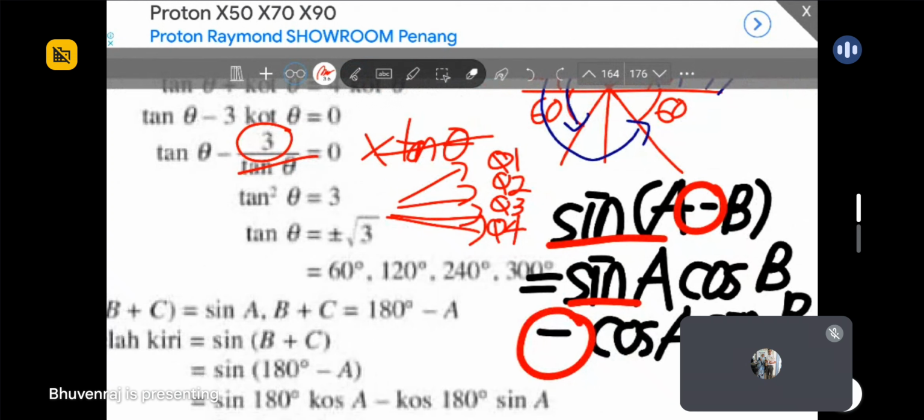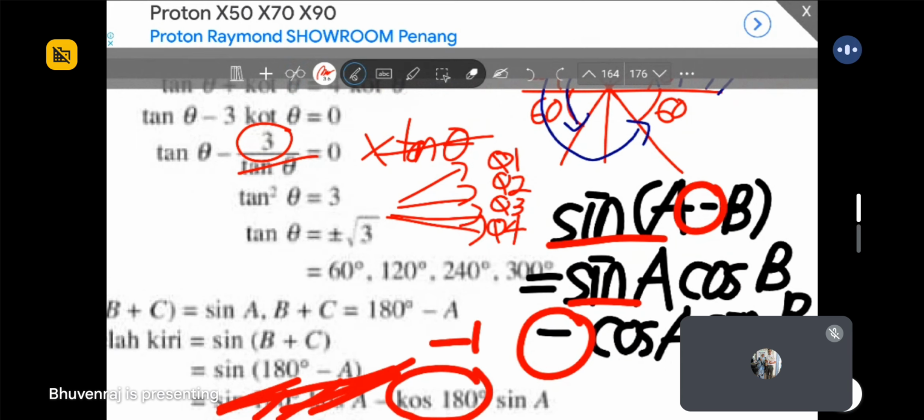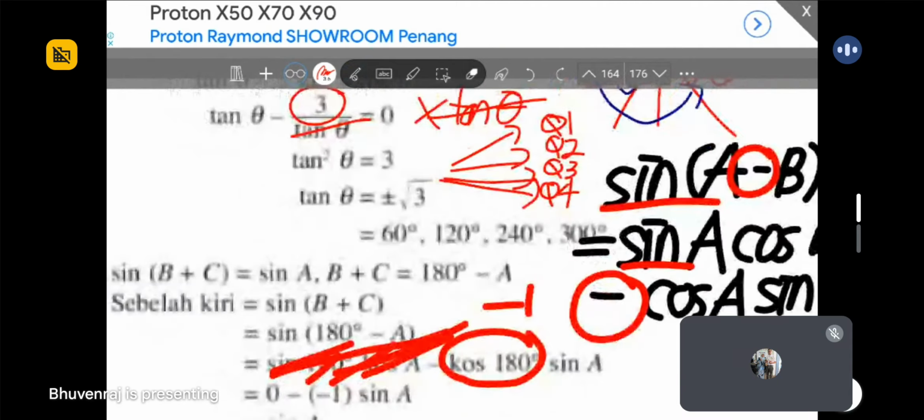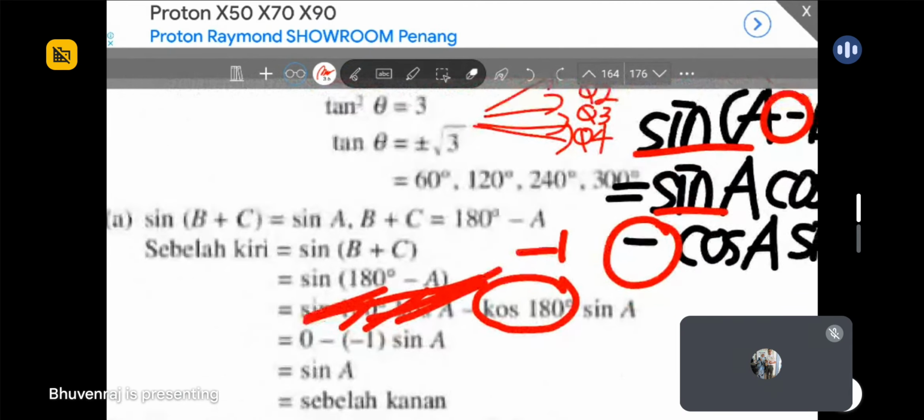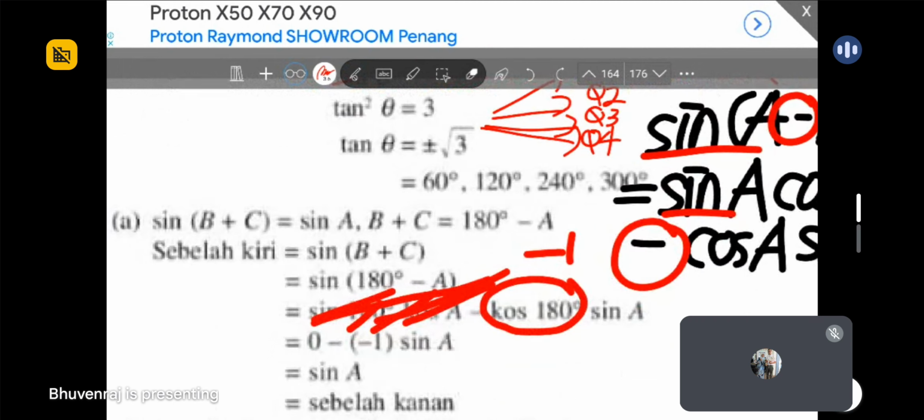So sin 180 is 0, which means you can cancel all of this. And then cos 180, your answer is actually negative 1. So negative times negative 1 times sin A. Of course, your answer is sin A. So yes, we have already proven the right hand side. Alright, very simple.